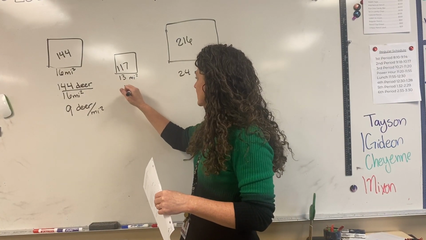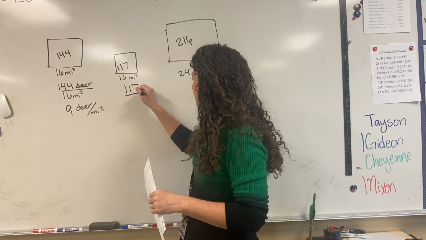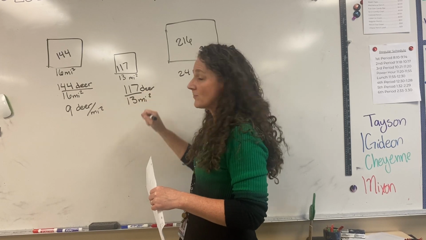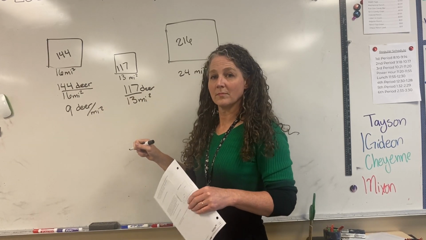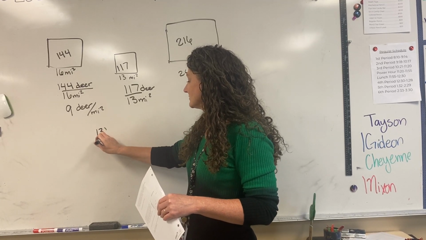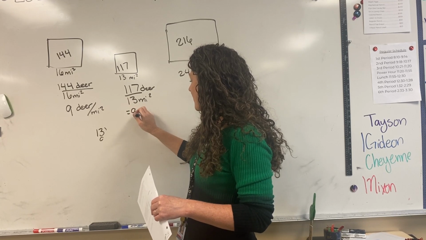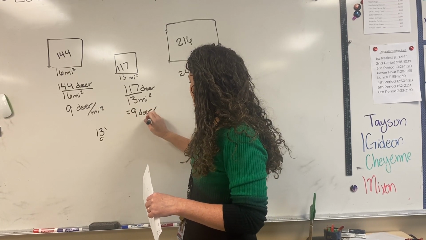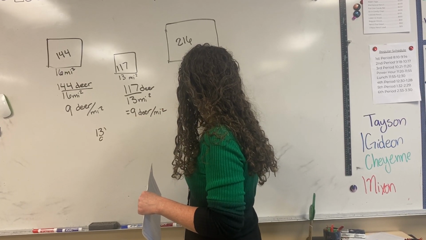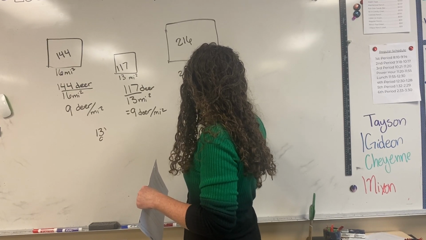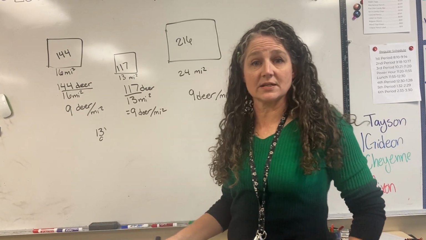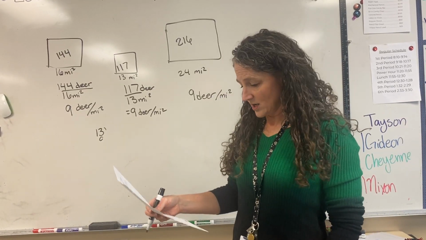Same way, right? 117 deer divided by 13 square miles. Who can math that for me? My calculator can. That's 9 as well. Is it 9 as well? Yeah, 9 deer. The next one is also 9. Yeah, and the next one is also 9 deer per square mile. Okay, so do we have a pretty much even population density in our national forest? Yes. Which is what we want, so yay.